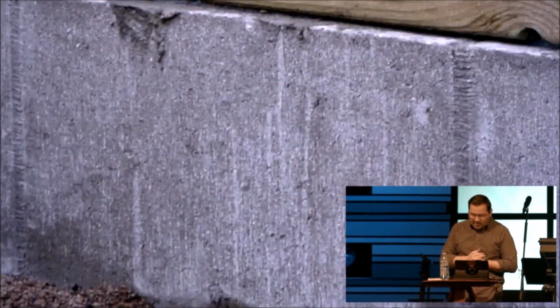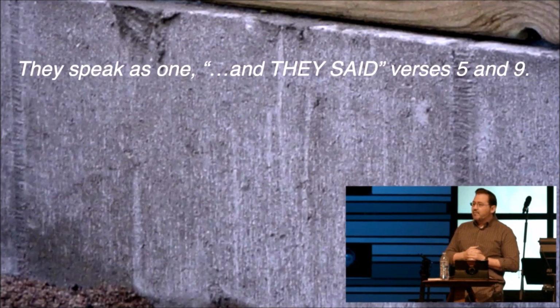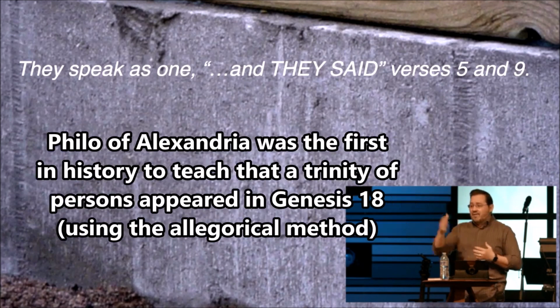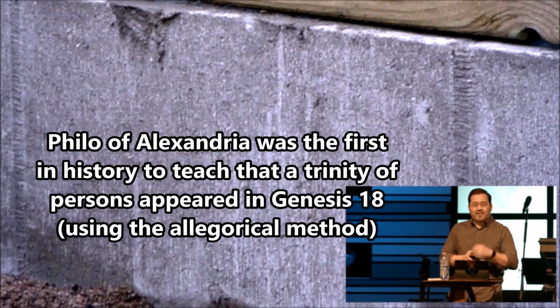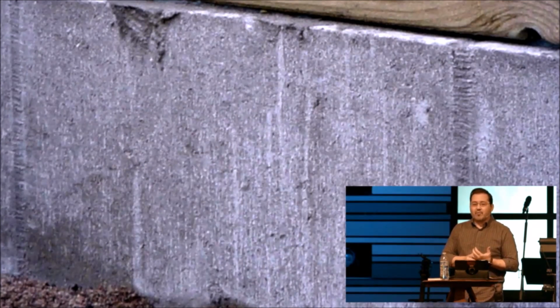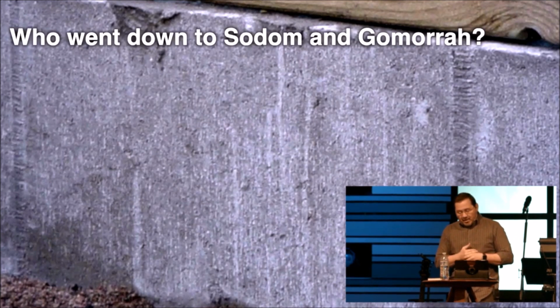What's interesting in this passage is, in verse 5 and 9, Moses records him as speaking as one. They said. Verse 5, they said. Verse 9, they said. They speak as one. And of course, it says after that, and Yahweh said. Now, in the next chapter, these 3 have a conversation as Yahweh. Yahweh asks, Yahweh responds. And he even speaks in the third person. Who went down to Sodom and Gomorrah?